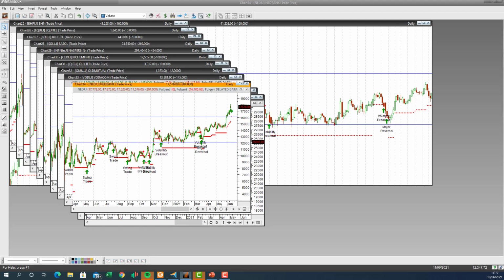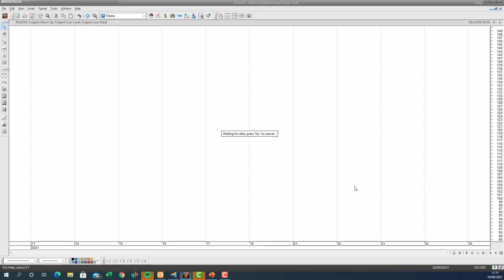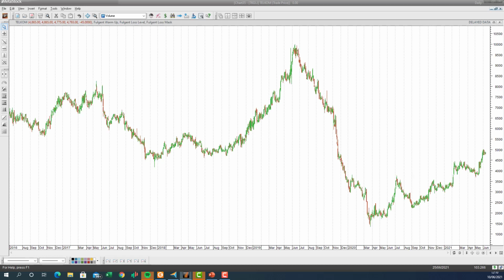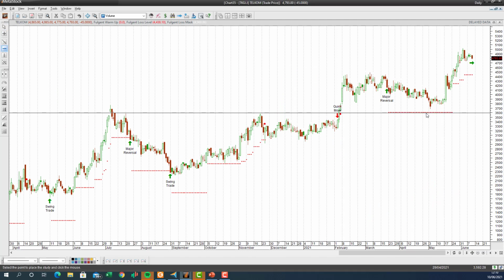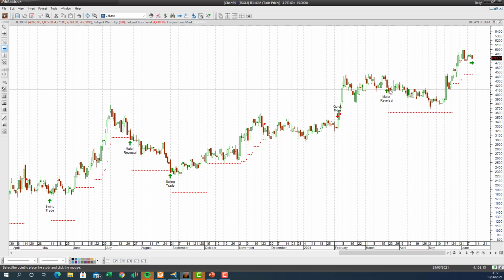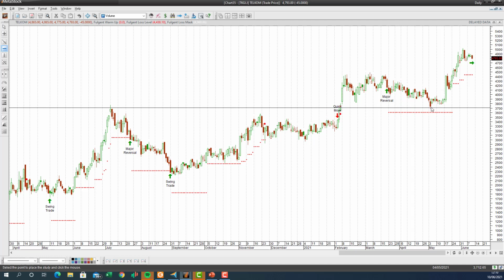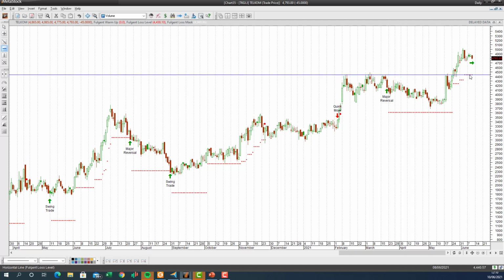Telkom here is 55 days into a trade. A major reversal came through there. Look how the AI adjusts the trailing stop loss. When it put the trade on, that was the level, that's the stop loss, volatility adjusted, and now the trailing stop loss is up there, very close to these old highs.